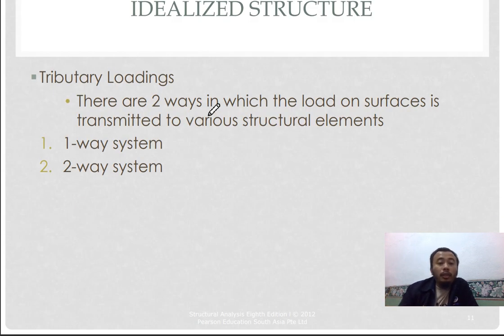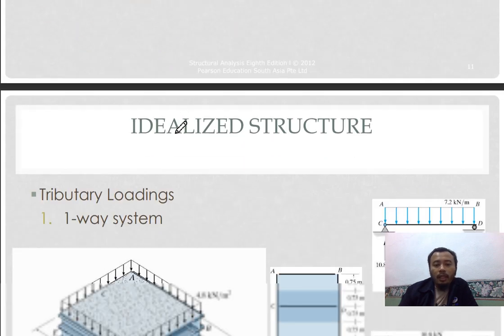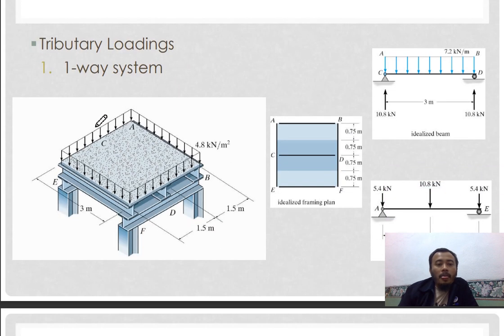So there are two ways in which the load on the surfaces is transmitted to various structure elements. The first one is the one-way system and the second one is the two-way system. This will be repeated in your RC design, so better pay close attention. Tributary loading in a one-way system is where you divide into two.